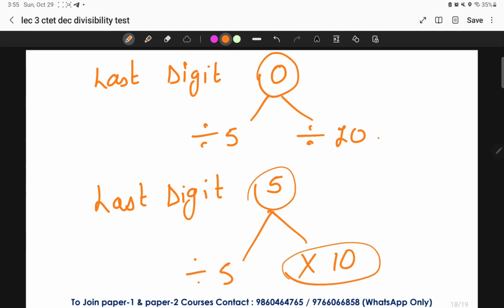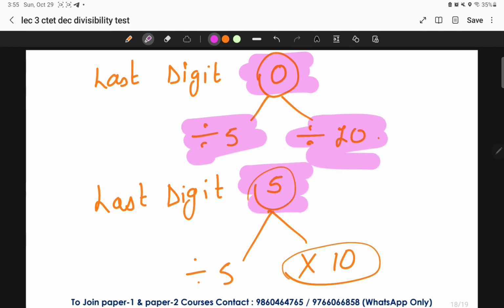It is not divisible by 10, but if the last digit is 0, it is divisible by 5 as well as 10. You have to remember it in such a way. And if the last digit is 5, then it is only divisible by 5. Okay, moving on to the next rule.